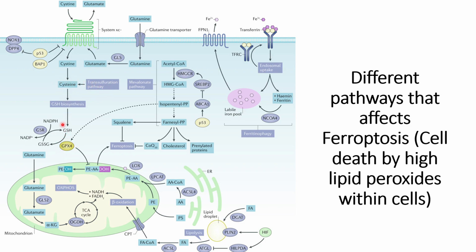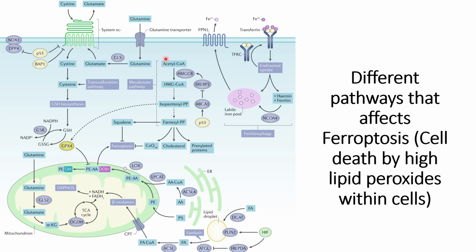System XC is regulated by P53 and BAP1, and recently it has been identified that BAP1 will also affect the transsulfuration pathway. Thereby this cystine route has been blocked, and that helps in immunosuppression, as the cells will get more sensitive towards ferroptosis.